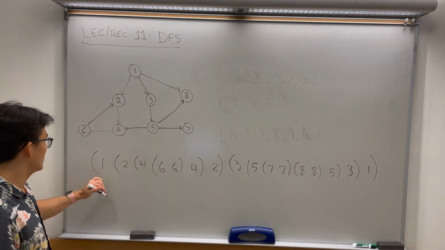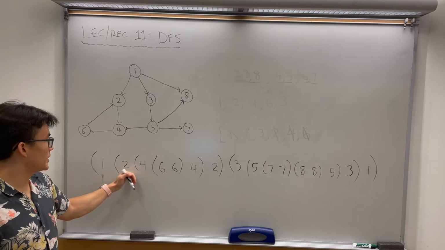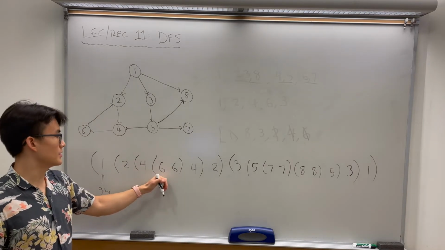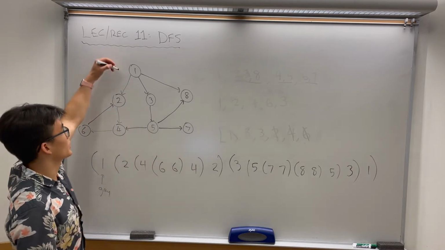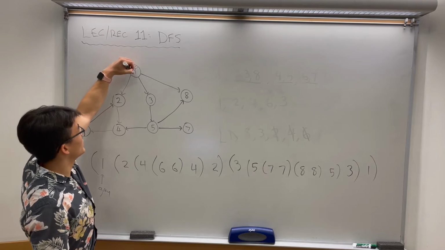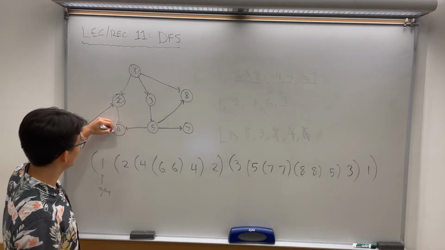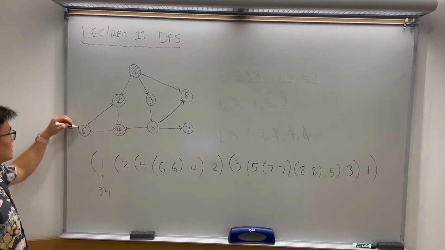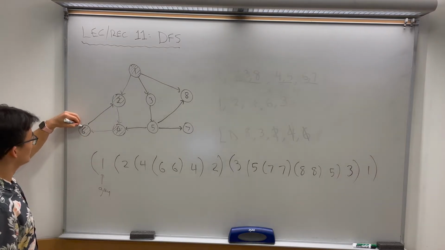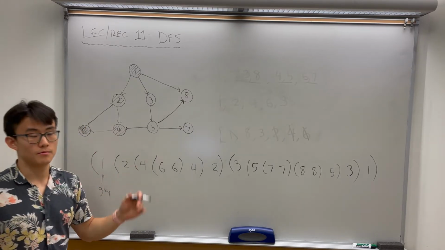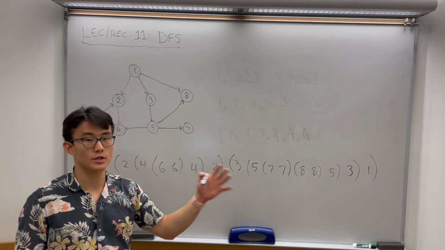So once we start exploring 1, this turns to gray. Then 2 becomes gray, then 4 becomes gray, 6 becomes gray, then 6 is finished, becomes black. So just to sort this out, okay, we're at 1, 1 becomes gray, we visit 2, 2 becomes gray, we visit 4, 4 becomes gray, then we visit 6, 6 becomes gray, then 6 has nowhere to go, then 6 becomes black, and so on. So every time we open a parenthesis, that node turns from white to gray, and every time we close it, it turns from gray to black.